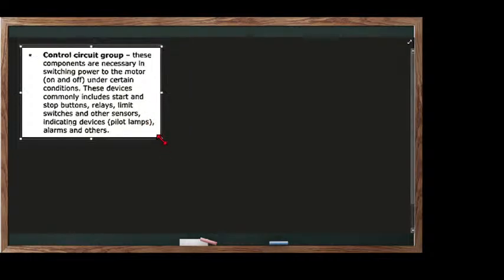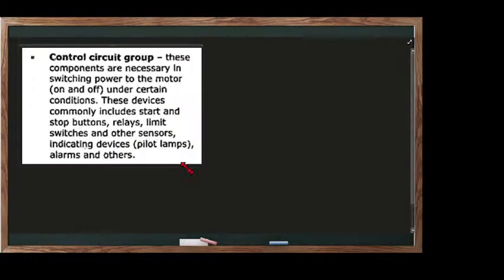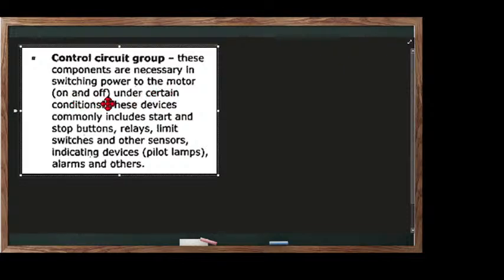What controls our power circuit, so that our power circuit works, is the control circuit group, no? These components are necessary for switching power to the motor on and off under certain conditions. These devices commonly include the start and stop buttons, our relays, the limit switch, and other sensors, float switch, process switch, including the indicating devices, like pilot lamps or alarms, especially if we have a fault. So a buzzer or a bell can be used for the alarm, no? That is also part of our control circuit group.